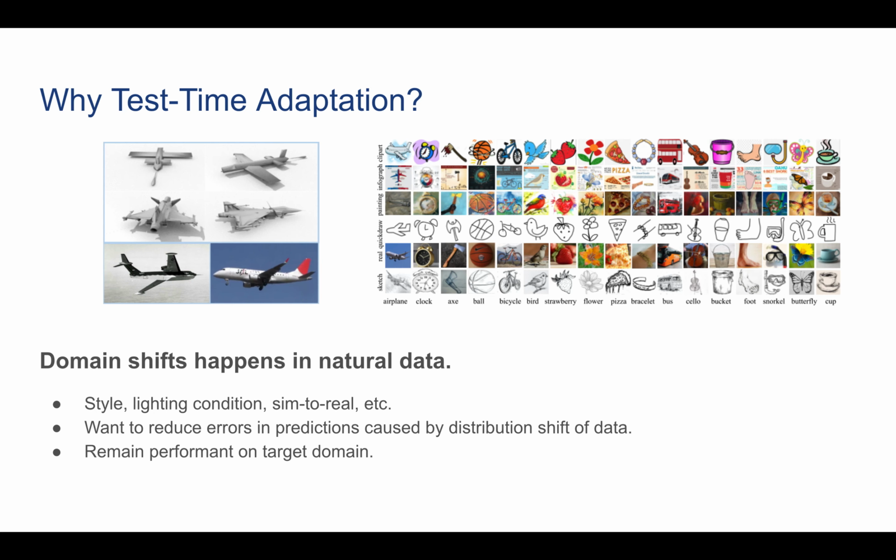First of all, why is test time adaptation interesting? Because domain shifts happen in natural data, causing degradation in the performance of our model trained on the source domain. So, when facing various kinds of distribution shifts, we want to reduce such effects and remain performant on the target domain.